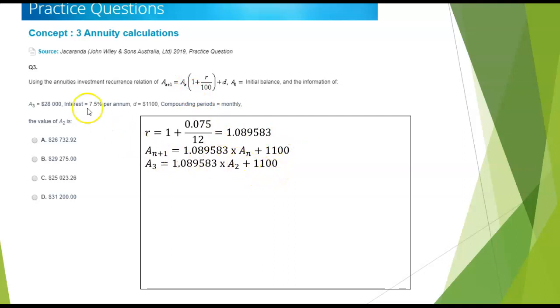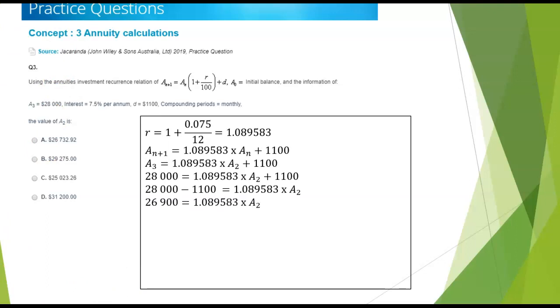Now, we're told what our value is for A3, and we've got to work backwards to find out what our A2 value is. So here it says A3 is 28,000. So I'm going to substitute in 28,000 for my A3. Now I have to get A2 by itself. So I've got this $1,100 on this side. I have to take it to the other side, so I subtract $1,100 to get $26,900.